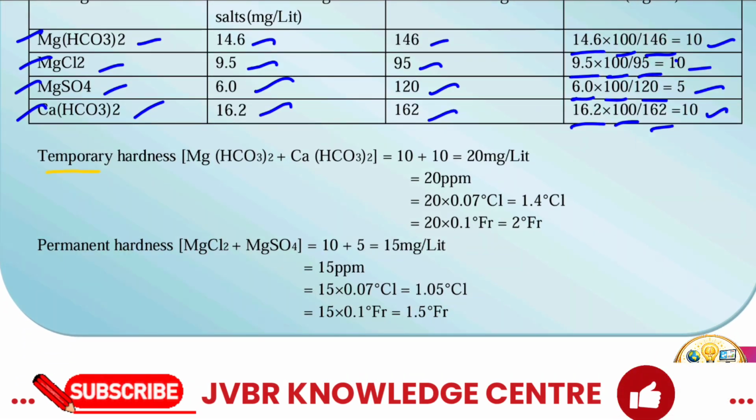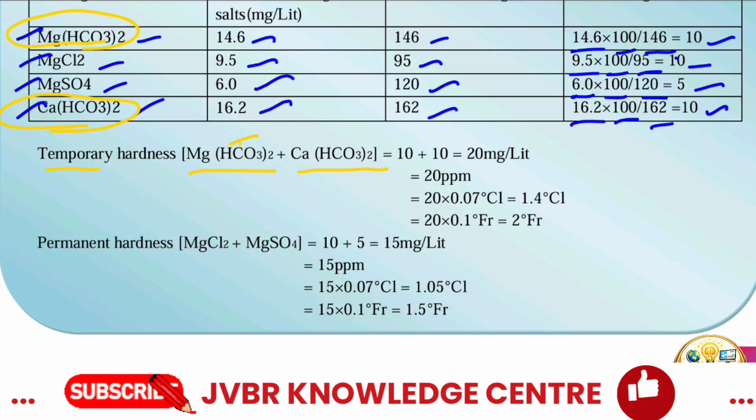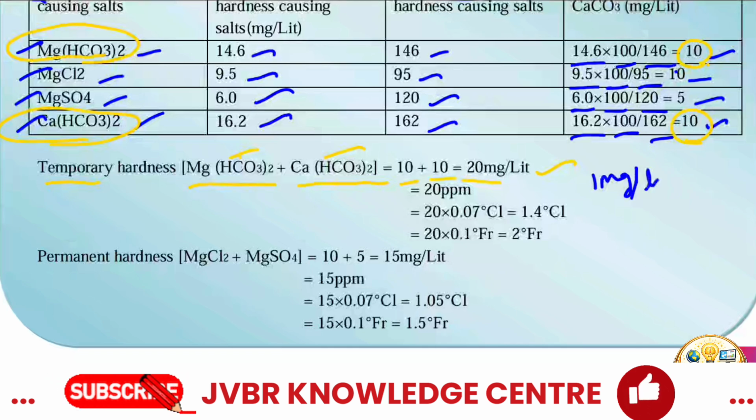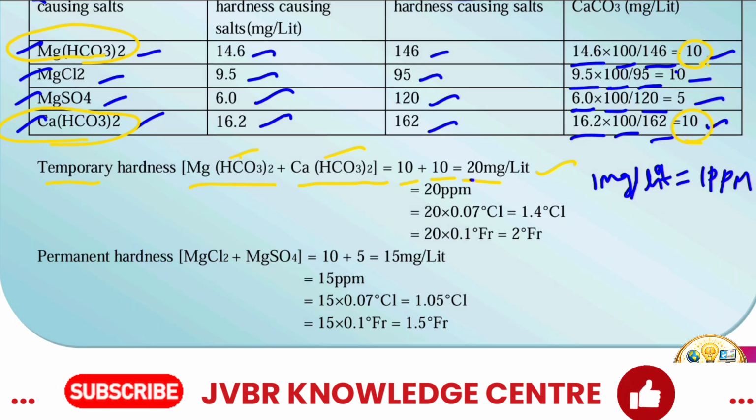Temporary hardness producing salts are magnesium bicarbonate and calcium bicarbonate. Then write magnesium bicarbonate plus calcium bicarbonate. For magnesium bicarbonate, we got 10 ppm. For calcium bicarbonate, hardness we got 10 milligrams per liter. 10 plus 10 is equal to 20 milligrams per liter. So this is the temporary hardness. Already we know that 1 milligram per liter is equal to 1 ppm. So here 20 milligrams per liter is equal to 20 ppm, and convert into Clarke's degree.